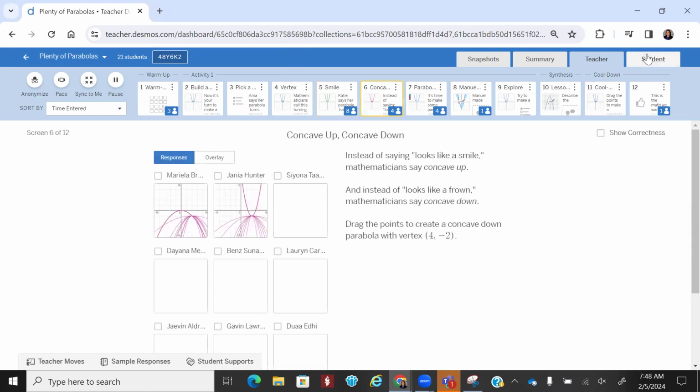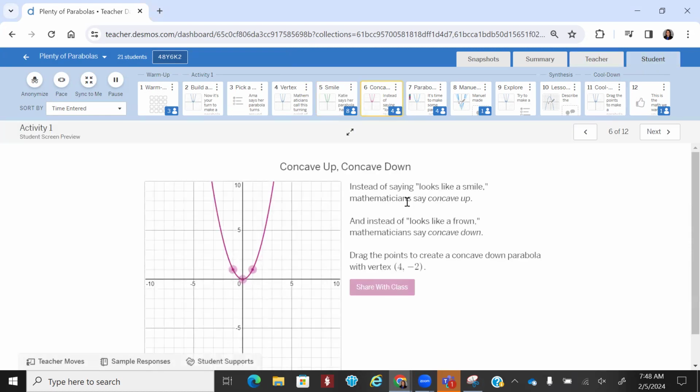Now, concave up and concave down. Many times we'll say facing up, that's looking like a U. Facing down would be an upside down U. So concave up would be facing upwards.